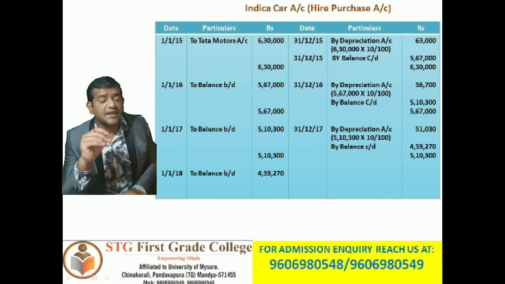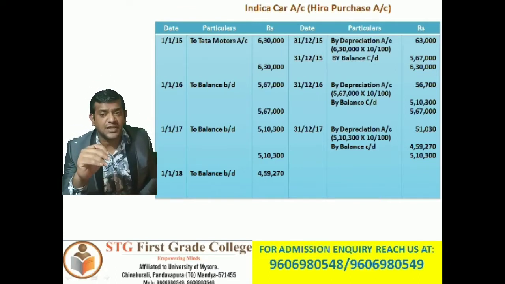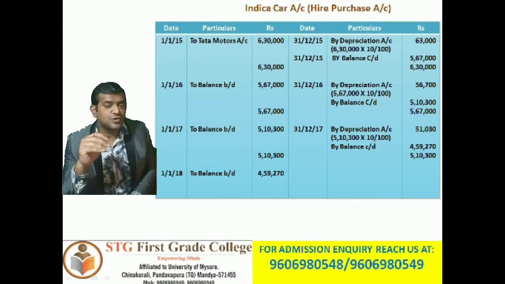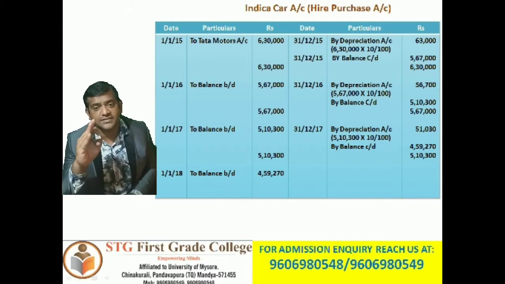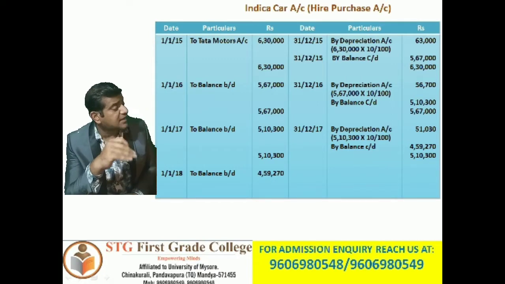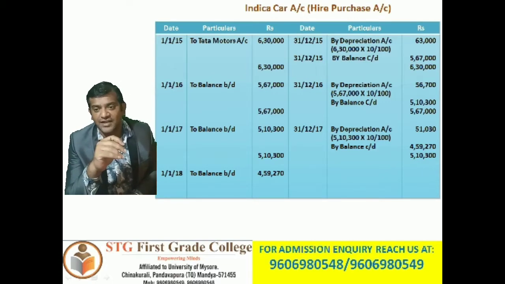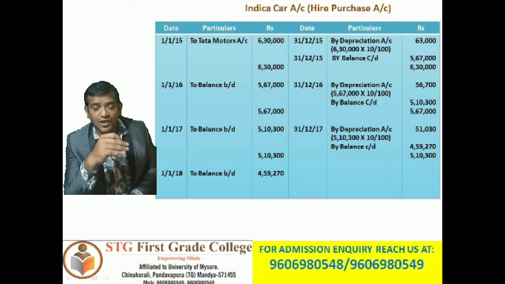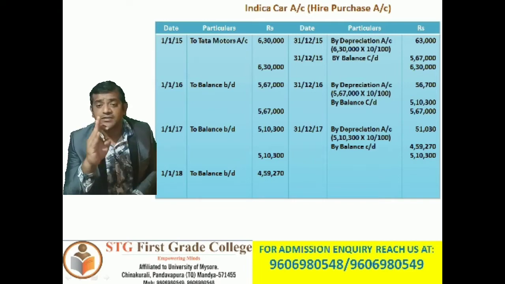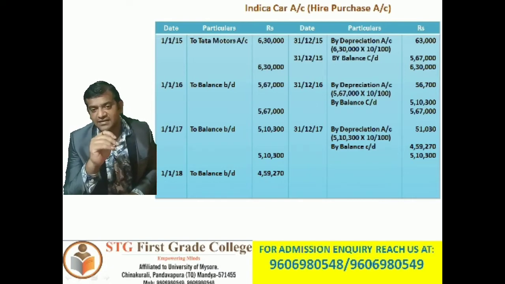Now go to the credit side. 31/12/2015 by depreciation account. What is the amount? Total value of motor car, that is Indica car, 6,30,000. So open the bracket, 6,30,000 into rate of depreciation, 10%, that is 10 divided by 100. So amount column takes 63,000. Same closing date, by balance carried down 5,67,000. So total both the sides 6,30,000, 6,30,000.